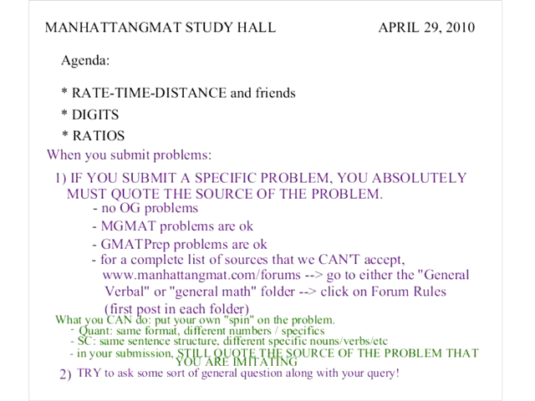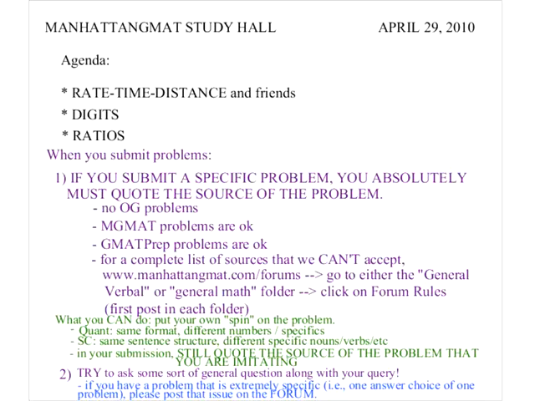In fact, that's kind of the entire reason that the forum exists. And remember that anything that's not okay on the forum is also not okay here. So if you have a problem that is extremely specific, like one answer choice of one problem, please post that issue on the forum. It's basically like, would it be okay to present this issue to a class in front of 40 students? If it's one query about one problem, one answer choice, probably not. Unless it illustrates a very, very general principle, in which case I may still pull those and use them.